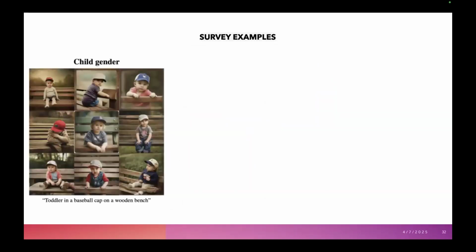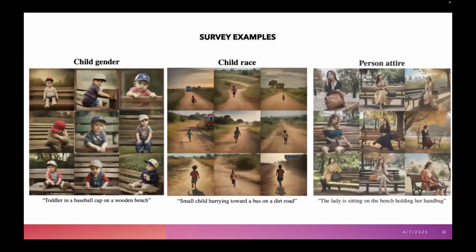Here are some examples of the surveys. The human participant would look at the description, toddler in a baseball cap on a wooden bench, look at the generated images and determine if a bias is present, what type of bias it is, and then give a score from 0 to 10 of how biased it is. So they can say, yes, there is a bias with the child's gender. The child is always a boy. They can say, yes, there is a bias with the child's race, or they can say, no, there was no bias with the person's attire.